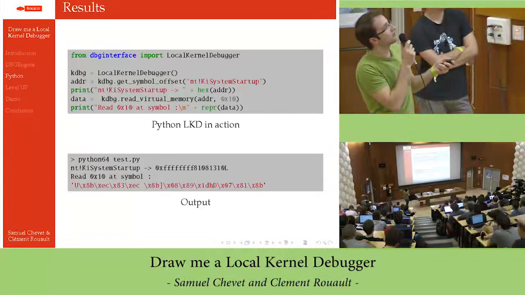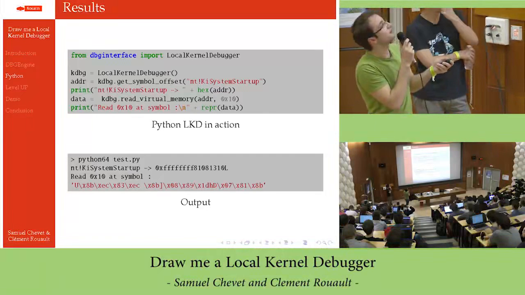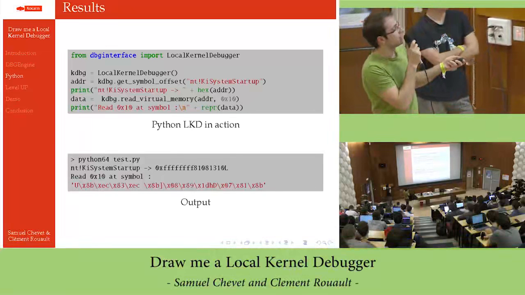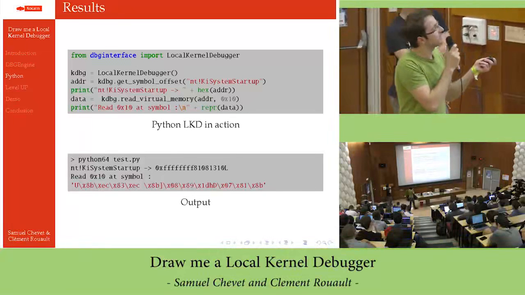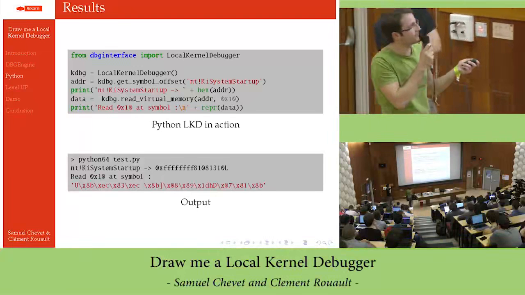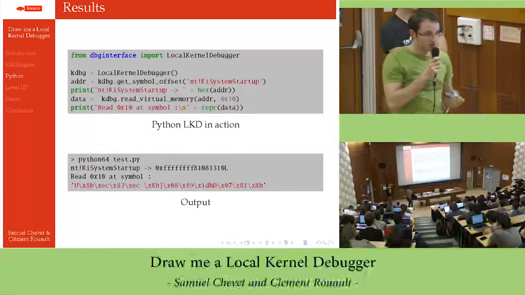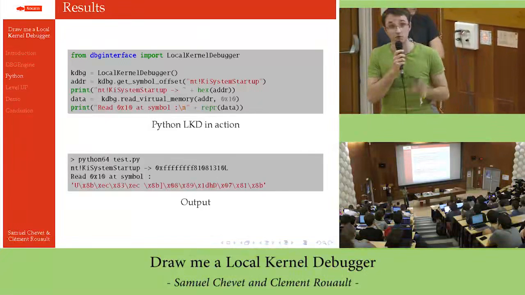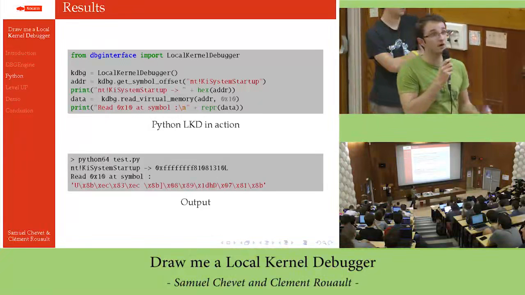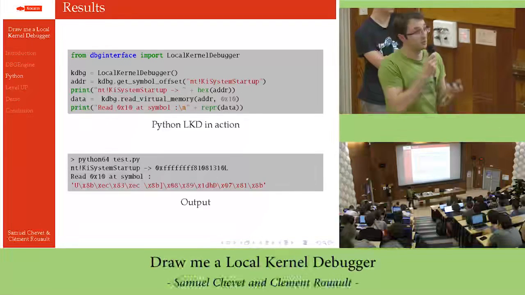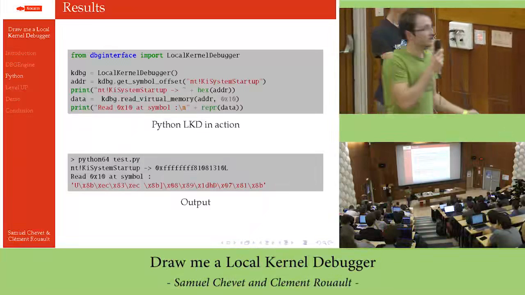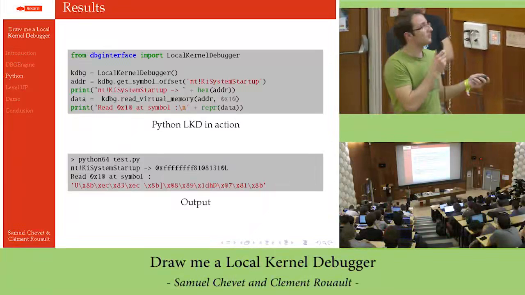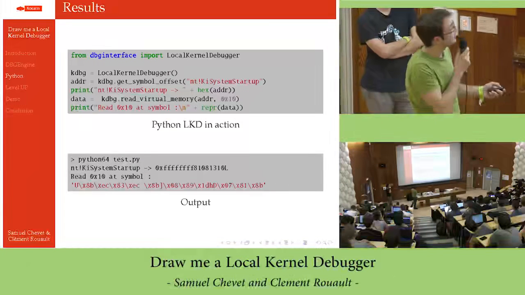You can get the offset of a symbol, for example, KeSystemStartup, and read virtual memory from this address, and it works. So, for example, here we have a Python 64 for our test, because you cannot do local kernel debugging from a WoW64 process. So on a 64-bit kernel, you need a 64-bit Python, and obviously on a 32-bit process, you need a 32-bit Python. That's the only problem, and you can do anything with that.